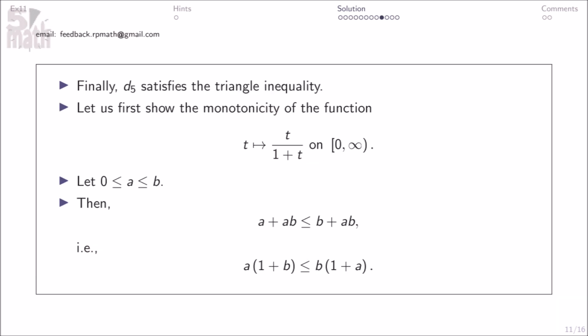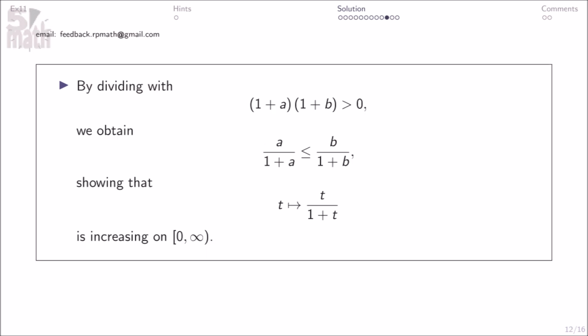Finally, D5 satisfies the triangle inequality. Let us first show the monotonicity of the function here. Let a be bigger than or equal to 0, less than or equal to b. Then this, that is that. By dividing with this, we obtain this, showing that this is increasing on the interval from 0 to infinity.